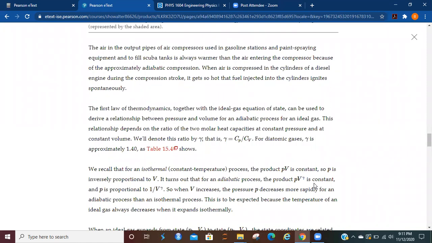The air in the output pipes for air compressors used in gasoline stations and paint spraying equipment and to fill scuba tanks is always warmer than the air entering the compressor because of the approximate adiabatic compression. When air is compressed in the cylinders of a diesel engine during the compression stroke, it gets so hot that fuel injected into the cylinders ignites spontaneously.